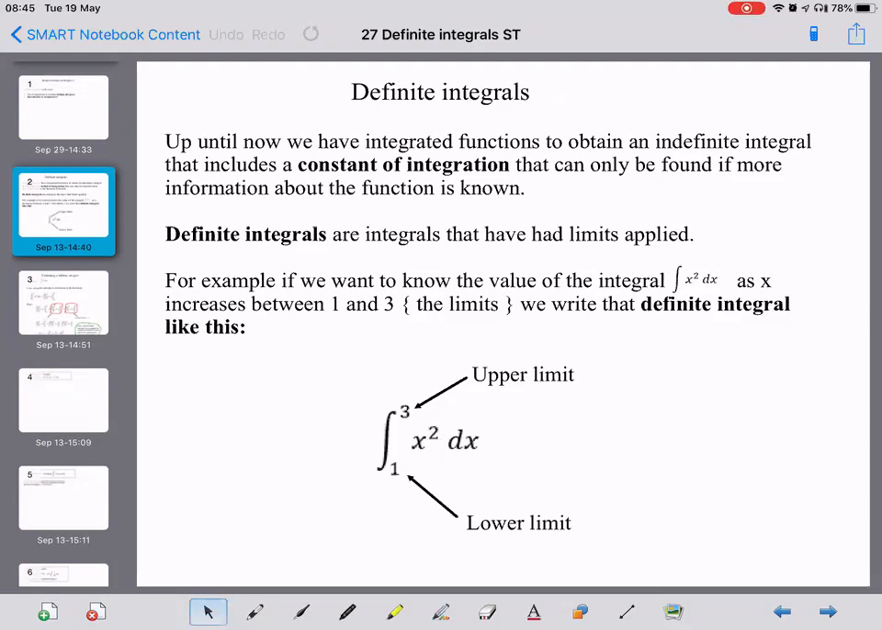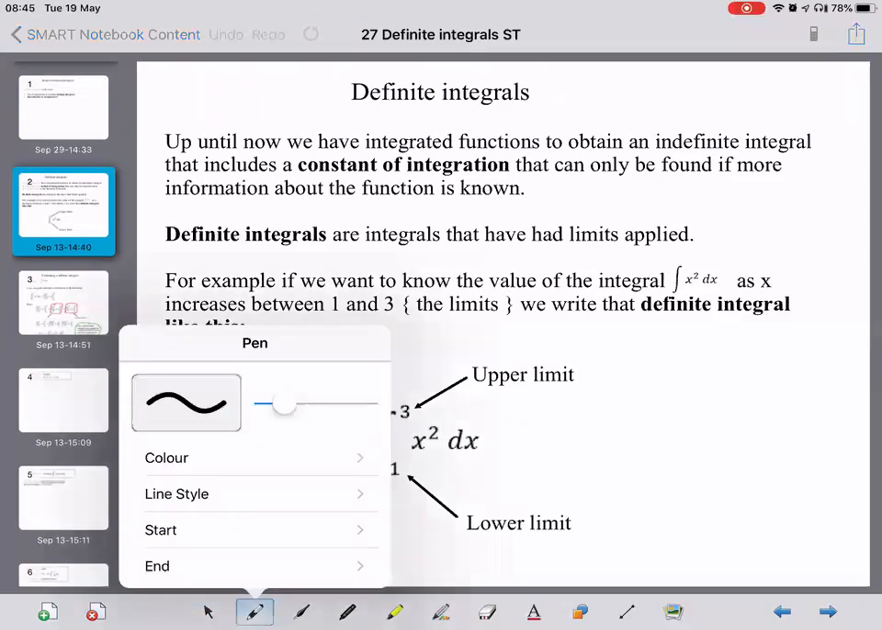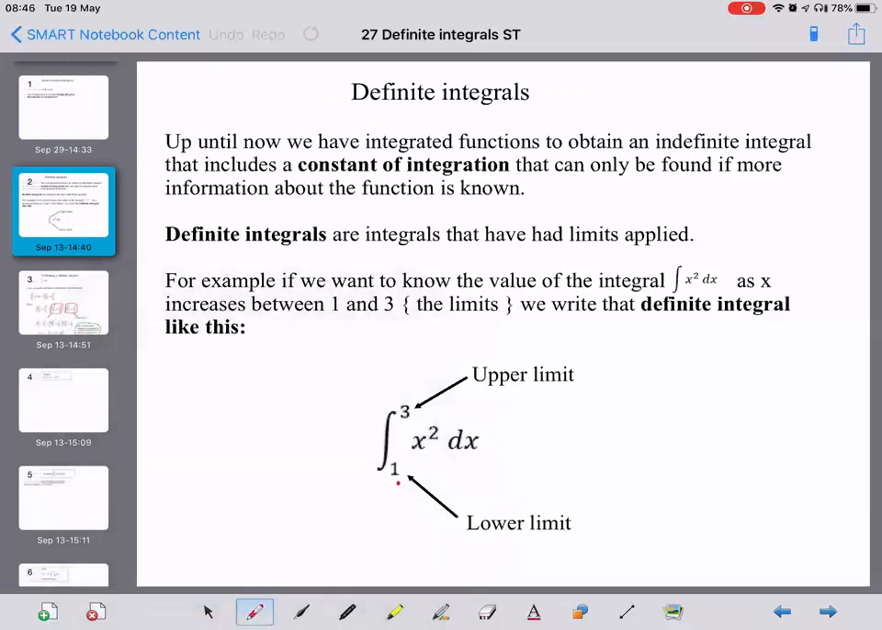So we use the integral sign. We put the upper limit at the top of the integral sign and the lower limit at the bottom. And then we write the function and dx afterwards. Okay, so as soon as you see limits like this, you're working with a definite integral as opposed to an indefinite integral.